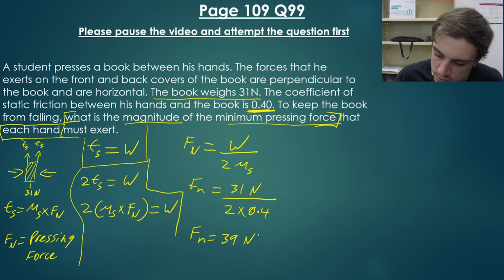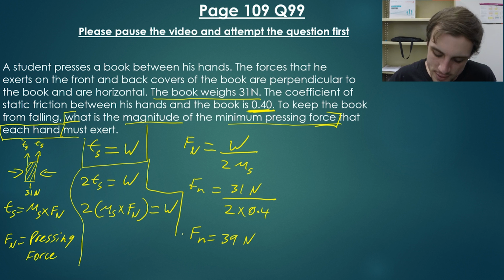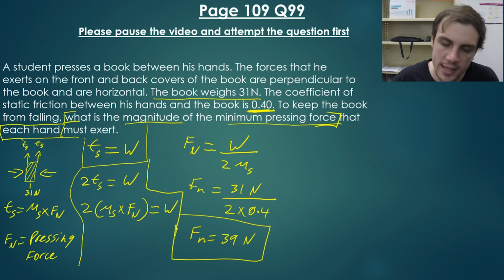So 31 divided by 0.8 is going to give us 39 newtons. That means we have to press that book with a force of 39 newtons in order to create enough static friction to stop it from slipping through our hands and falling on the ground. And that is our final answer.